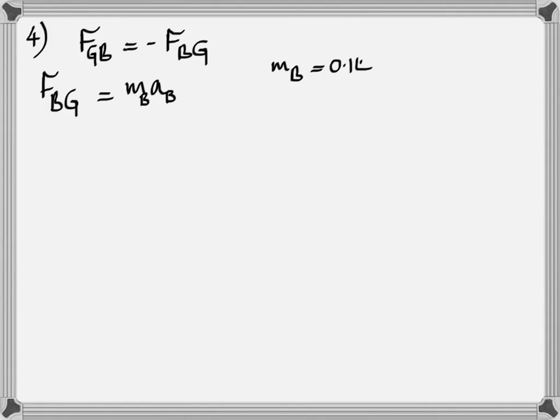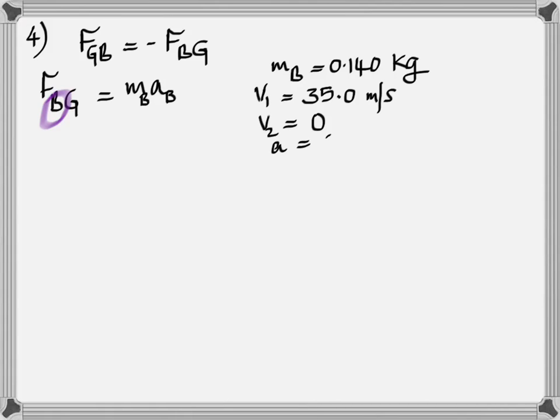Number 4, you're asked to find the force on the ball by the glove, which is exactly equal and opposite to the force on the glove by the ball. So we find the force on the ball, for which you need to find the acceleration of the ball from the initial velocity, the final, and the displacement.